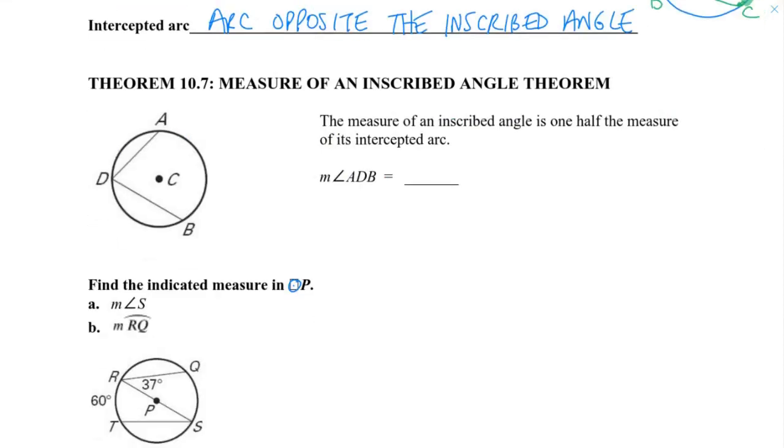So let's talk about the measures of those things and how they're related. Last class we learned about the central angle and how the measure of the arc that's intercepted by it was equal to the measure of that central angle. With an inscribed angle, where the vertex is on the circle, the measure of the angle is going to be half the measure of its intercepted arc. So this would be 1/2 the measure of arc AB.